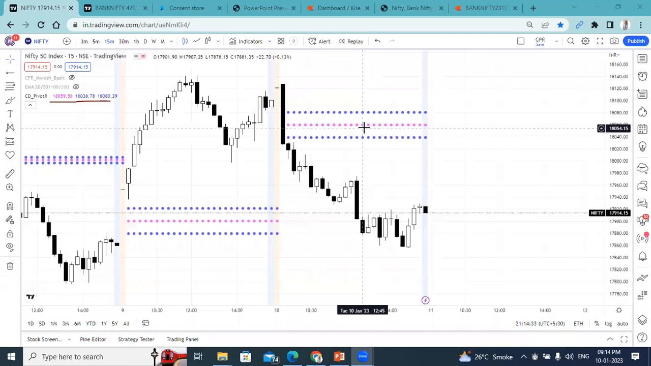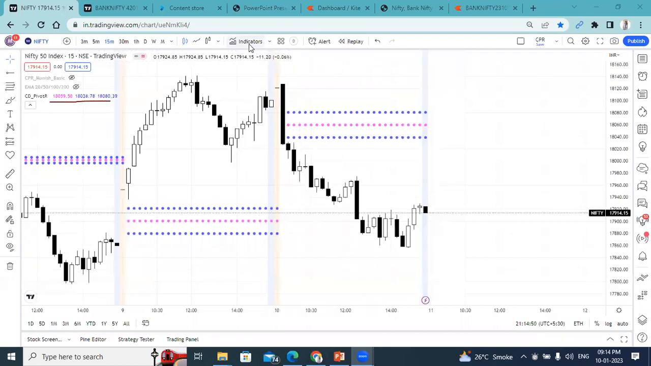Next value I can see is 18,080. So 18,080 is the top CPR. So once again, 18,059 is the main pivot, 18,038 is the bottom CPR, 18,080 is the top CPR.